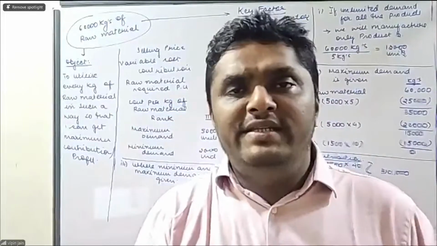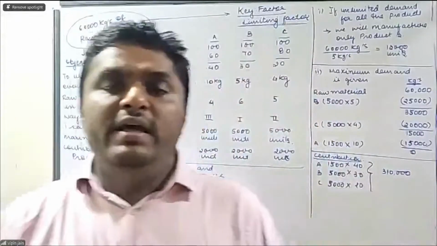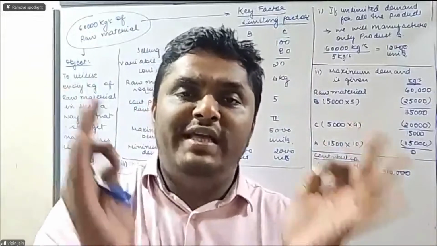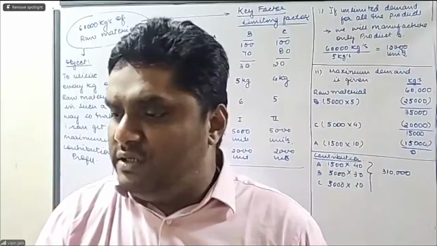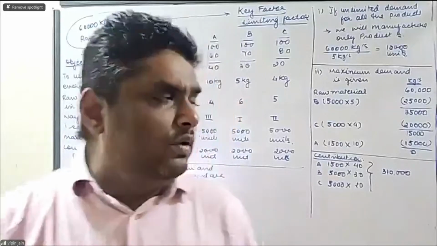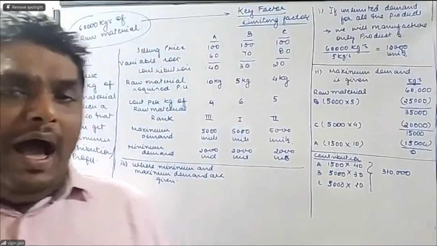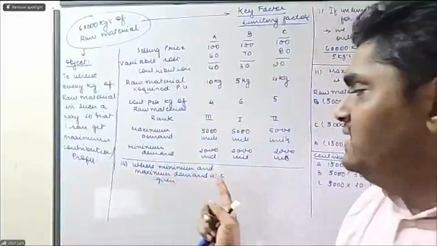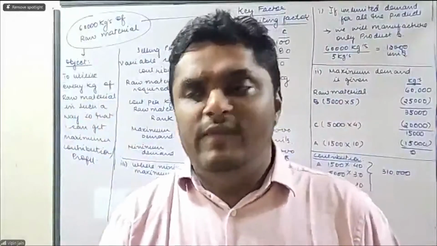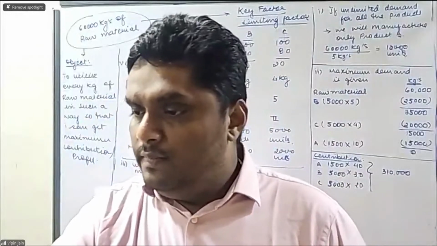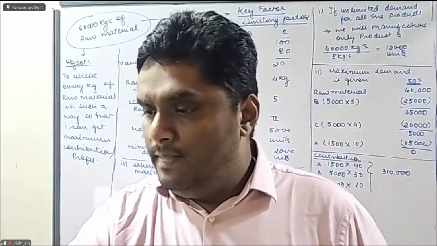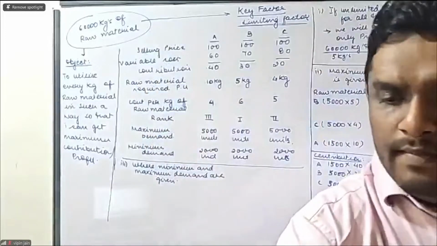Giving you 3 to 4 minutes time. Just try to solve it. If minimum demand and maximum demand are given, how many units of product A, B and C will be manufactured? Giving you 3 to 4 minutes time to figure out.